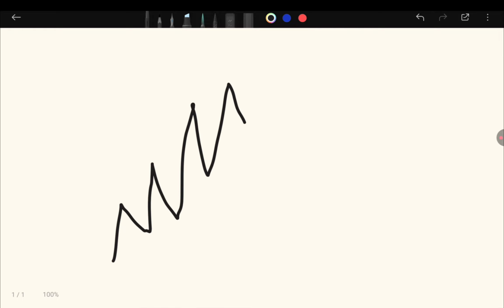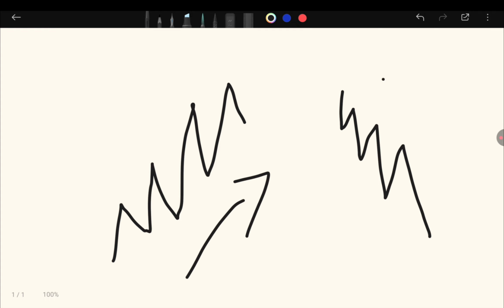Okay, so the ideology is very simple. I'm sure you've heard of this ideology, right? Which is uptrend and downtrend. When the market is going upwards, it gives you higher high, higher low, higher high. Forgive my drawing. And when it's going downwards, it gives you the opposite of that. So this gives you uptrend and this gives you downtrend.